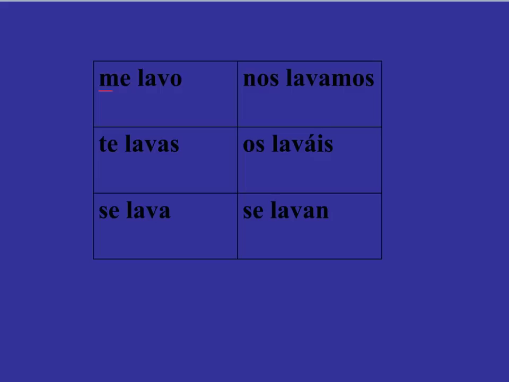Again, you're noticing that the me matches with the yo form ending. Te matches with the tú form ending. Se matches with él, usted, nos with nosotros, os with vosotros, and se with ellos, ellas, ustedes. Those always have to match up in order to correctly reflect the reflexive action.